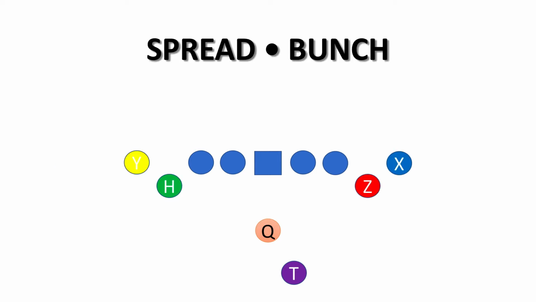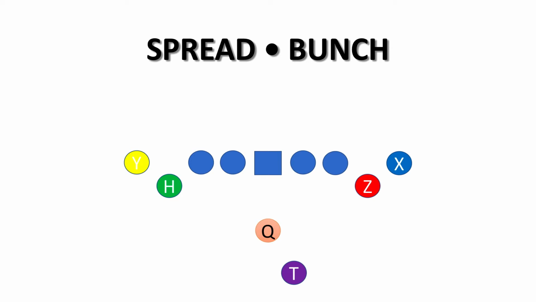Okay, the first tag that we have is our bunch tag. If you'll notice, we're calling spread bunch here. And all bunch means is the multiple receiver side. In this case, we're in spread, so both sides are multiple receiver sides. They're going to bunch their alignment. Okay, so what would you want to do this for? Well, all kinds of reasons. Maybe you want to throw speed outs to the inside receivers, or maybe you want to be able to run a certain running play against a front you get when you line up like this.